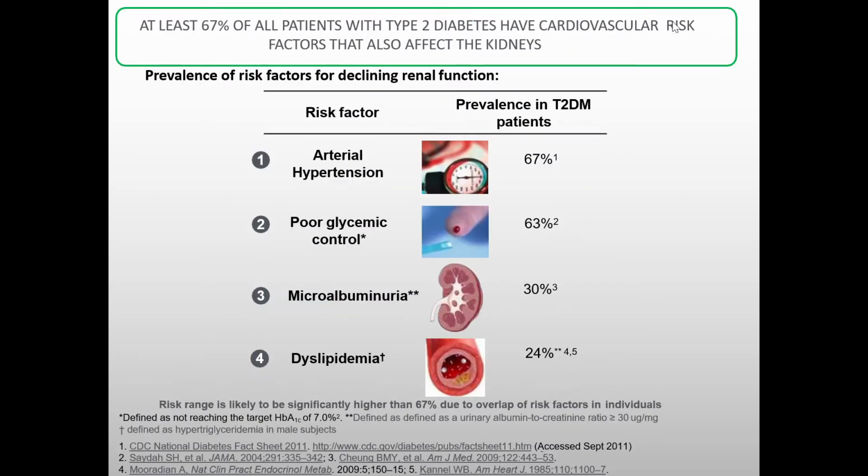Now this is about the prevalence of cardiovascular risk factors in type 2 diabetes. Arterial hypertension is 67% prevalent in diabetes. Then poor glycemic control is 63% prevalent. Then microalbuminuria is 30% prevalent in diabetics. Then dyslipidemia is prevalent in 20% of diabetics. So this is about the prevalence of cardiovascular risk factors in type 2 diabetes. Out of all, the majority is arterial hypertension, which is 67% prevalent.